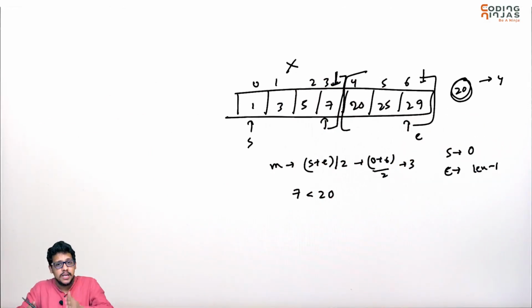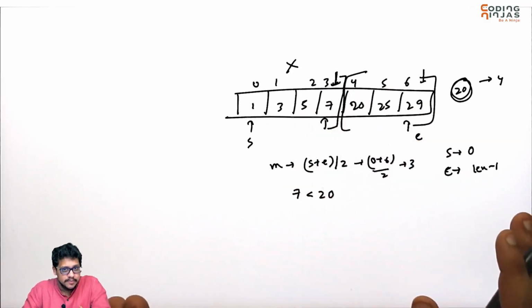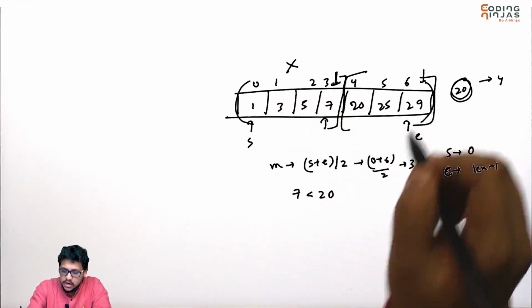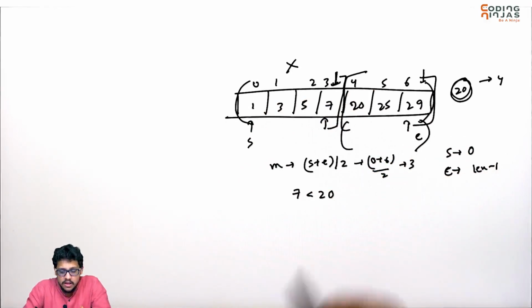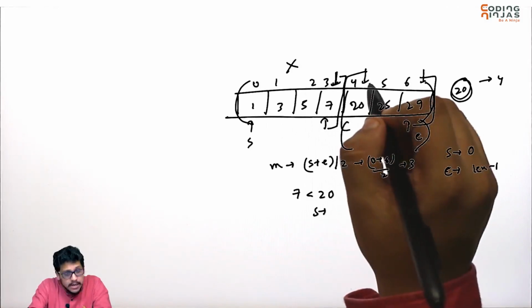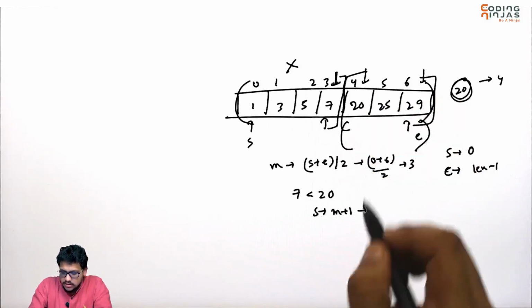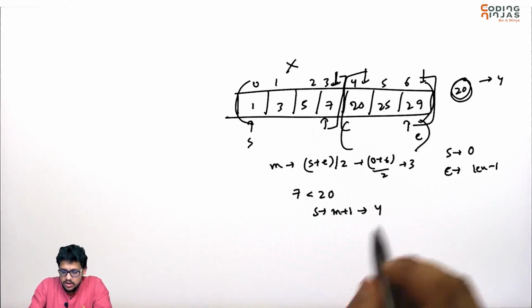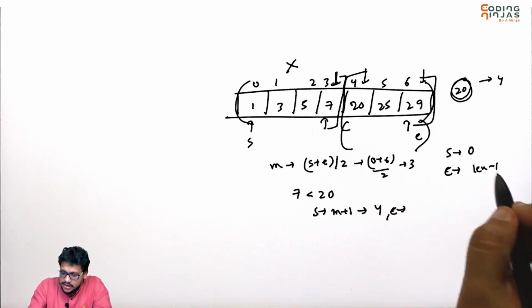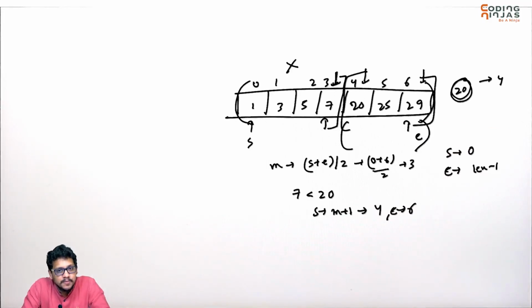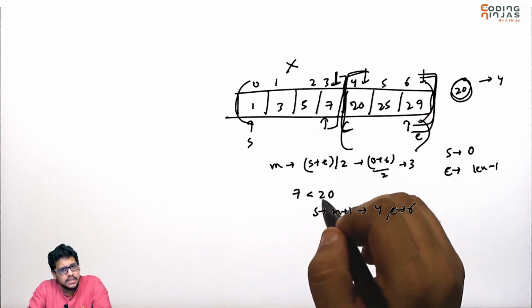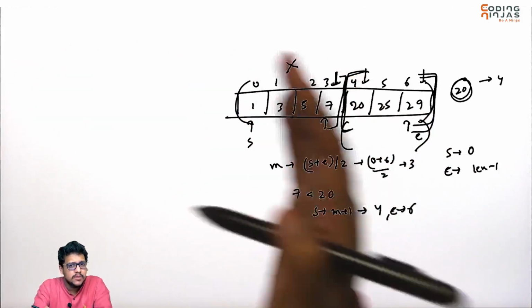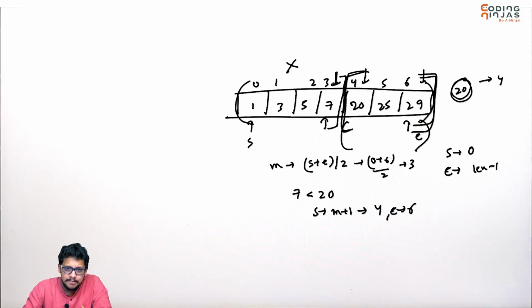A part of the array is denoted by a start and an end. Initially you were searching in the whole array. Now you will search in this part of the array. That means your start will become mid plus 1, that is 4, and end will still remain length minus 1, that is 6. You have to search in this part only, because 7 is lesser than 20. No need to search in the left part because the array is sorted.